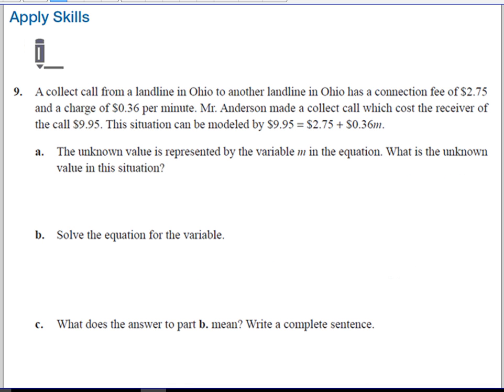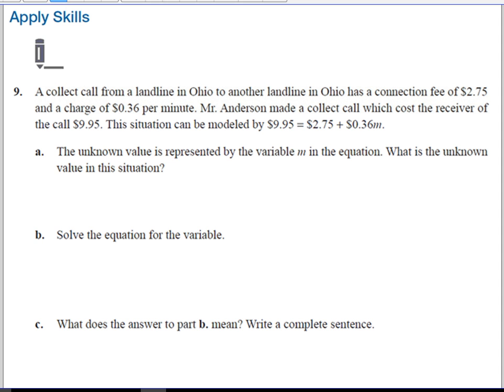A collect call from a landline in Ohio to another landline in Ohio has a connection fee of $2.75 and a charge of 36 cents per minute. Mr. Anderson made a collect call which cost the receiver of the call $9.95. This situation can be modeled by $9.95 equals $2.75 plus 36 cents M.